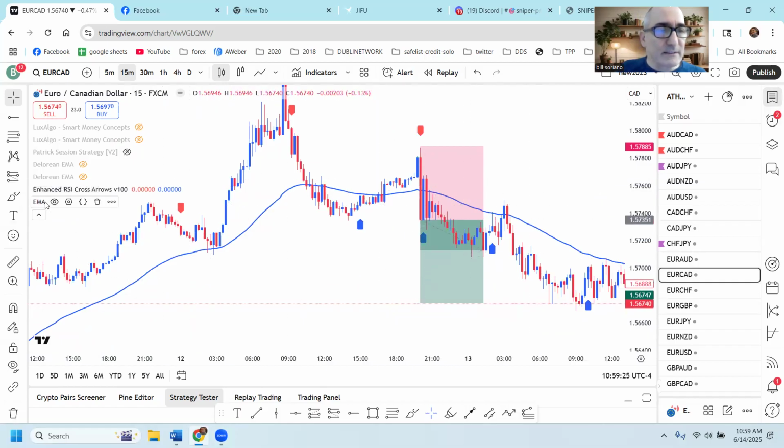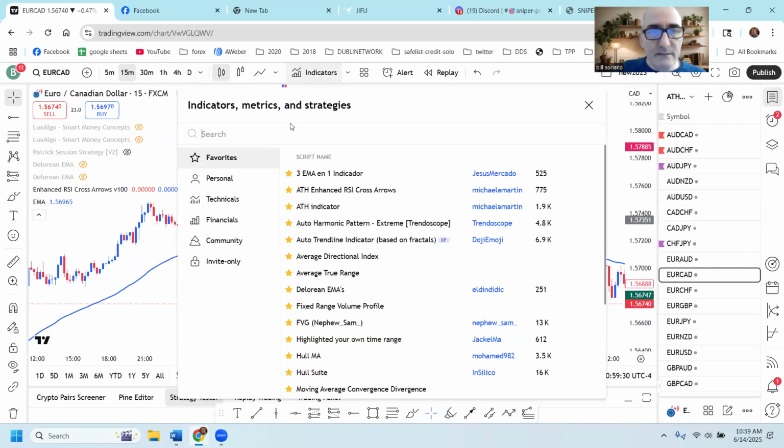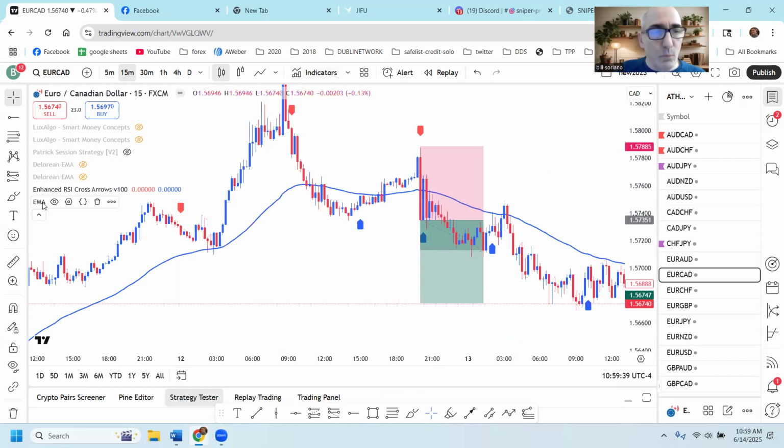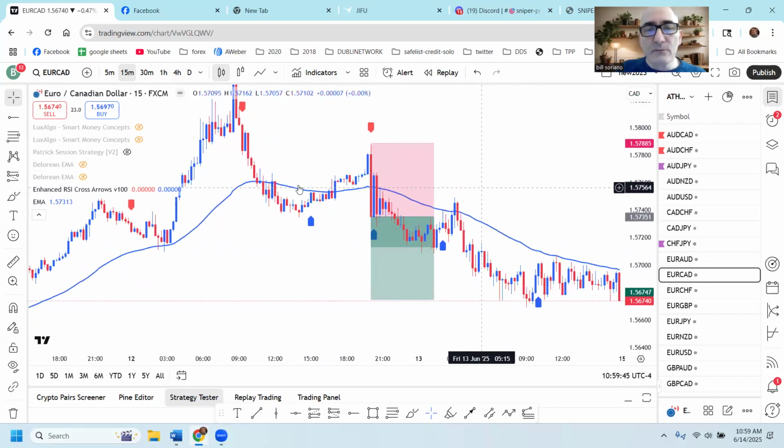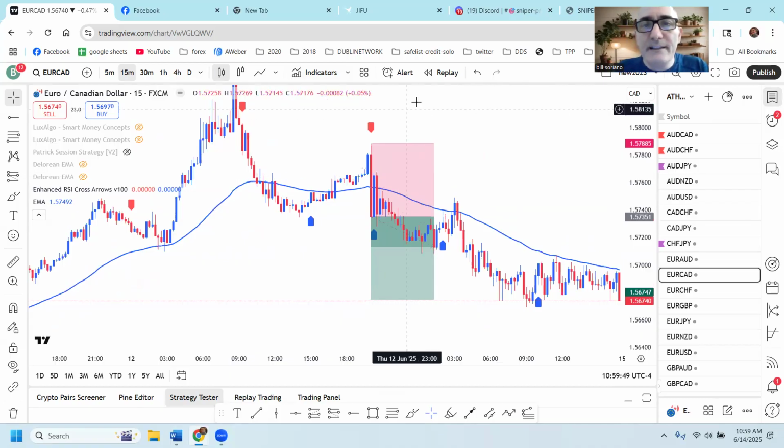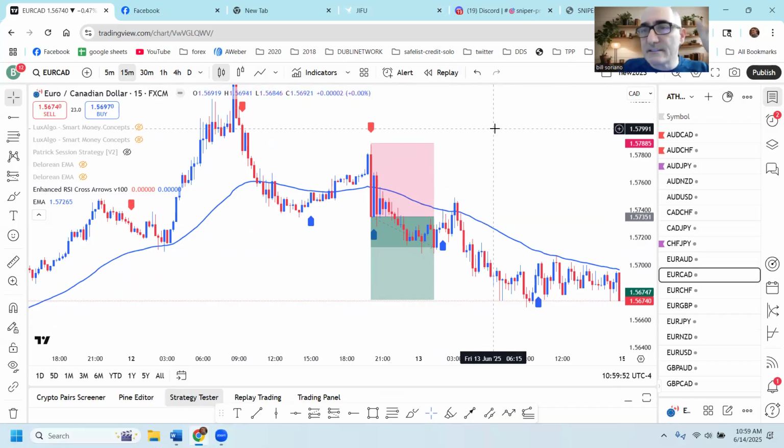All you have to do, guys, is go to indicators here and just search for the EMAs, right? Sometimes I use 3 EMAs, three on one. I have the DeLorean EMAs here. But for this strategy, you just need one EMA, so you make it 55. Okay? Once you have that on there, and the reason why you put it on here is because it's a little bit easier to see it on here than it is to see on the Sniper Pro scanner. Okay. So you have it on here.